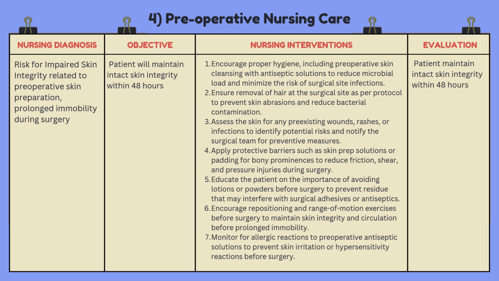Besides that, ensure removal of hair at the surgical site as per protocol to prevent skin abrasions and reduce bacterial contamination. Next, assess the skin for any pre-existing wounds, rash or infection to identify potential risks and notify the surgical team for preventive measures. Moreover, apply protective barriers such as skin prep solutions or padding for bony prominences to reduce friction, shear and pressure injuries during surgery.